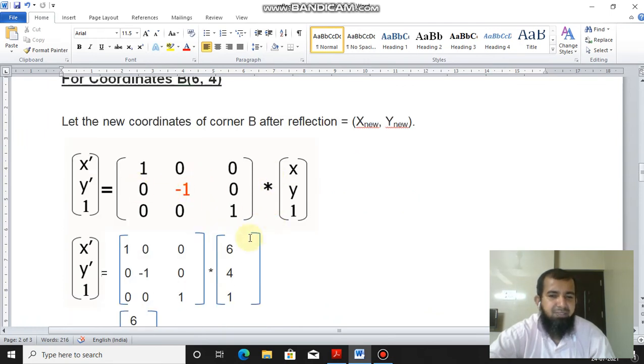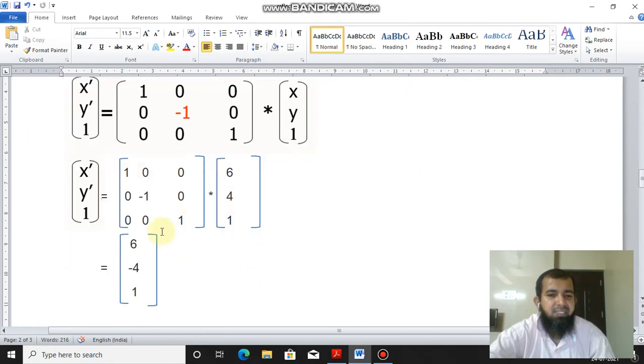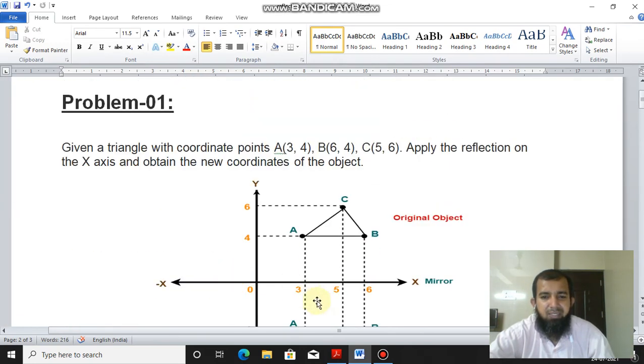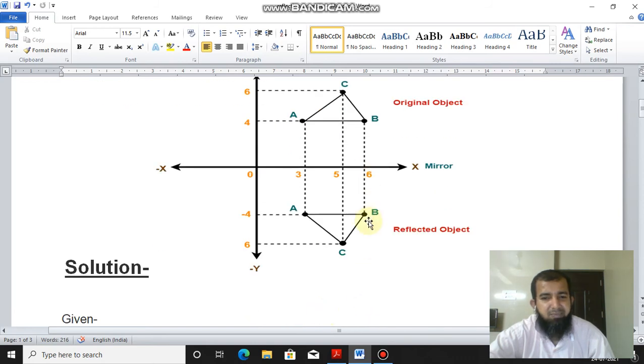Same procedure. Write 6 and 4, you get 6 here, minus 4 here. You just multiply using matrix multiplication, you get 6, minus 4. Y becomes minus 4. That is the B value. X remains the same, y becomes minus 4. So (6, -4).